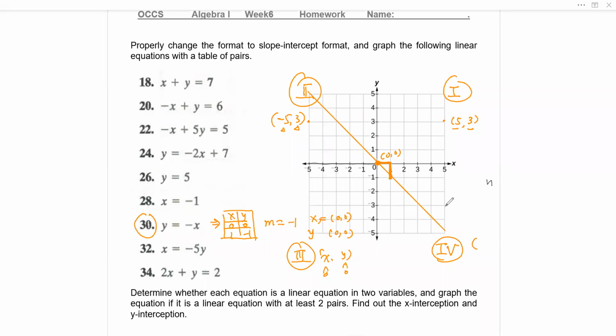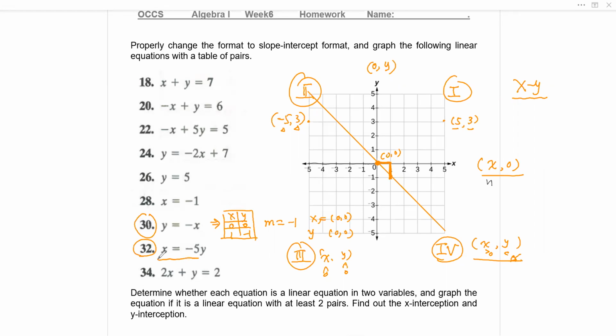In the fourth, X is greater than 0 and Y is less than 0. On the axes, it's definitely a little bit different. Something like here is 2, 0. On the X axis, Y always equals 0. On the Y axis, X always equals 0. So that's something special about this XY coordinate system. All right, let's move on to 32.